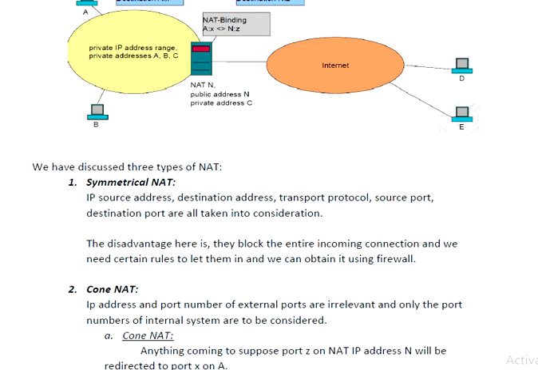Then there is restricted cone NAT. In that case, you have to receive a connection from the same machine, but you can use a variety of port numbers. So from machine D you can have any port, X, Y, or Z, it will be received at N, and then N will translate and transfer to our desired destination AX.